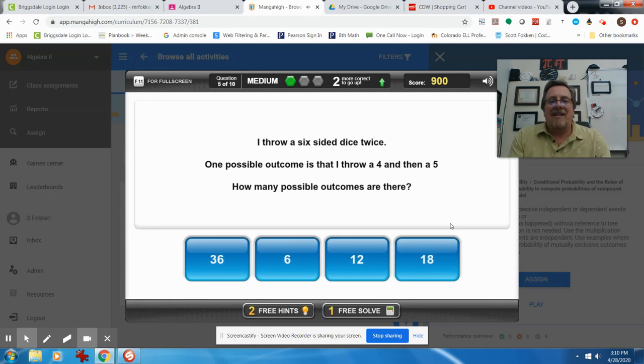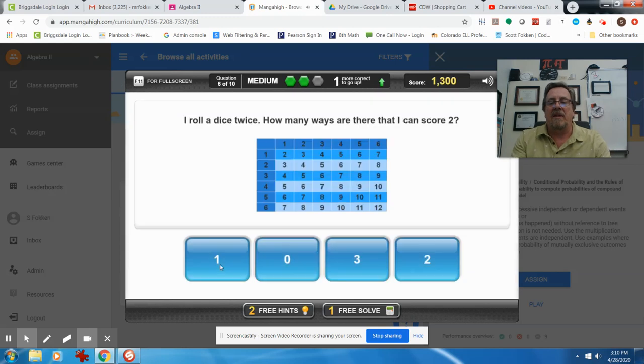I throw a 6-sided die twice, just like we were talking about. One possible outcome is that I throw a 4 and then a 5. How many possible outcomes are there? Well, I'm throwing a 6-sided die twice, so there's 6 possibilities times 6 possibilities, and that's going to give us 36 total possibilities.